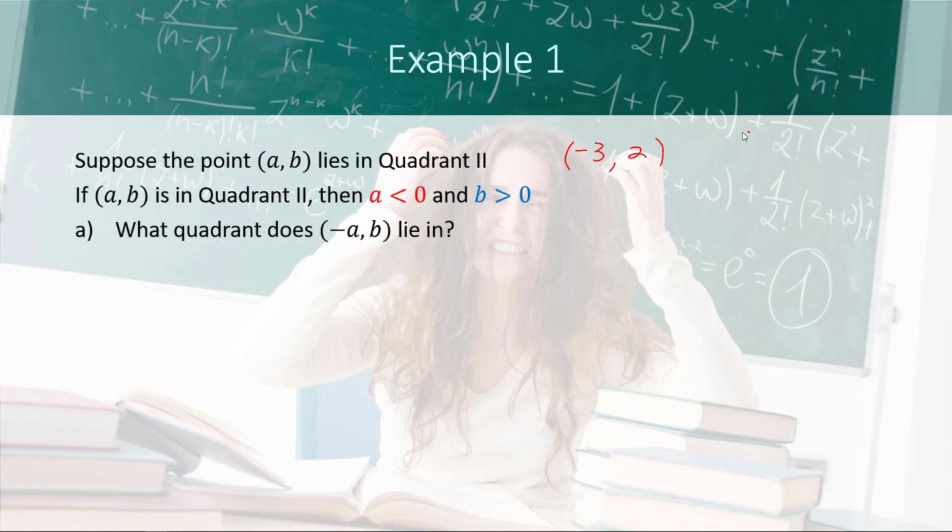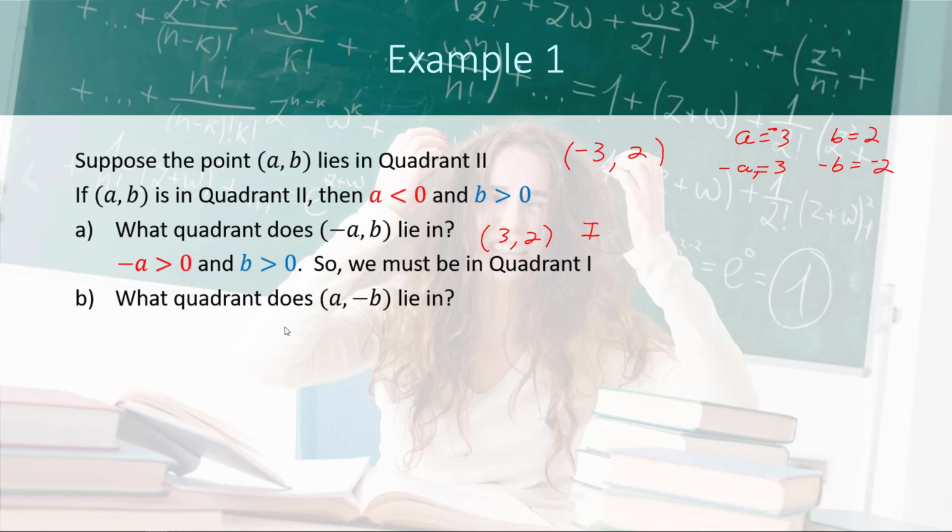Okay, so we have that a is equal to negative 3. Negative 3, that's kind of important. b is equal to 2. And if that's the case, then negative a is going to be equal to 3, and then negative b is going to be equal to negative 2. So if that's the case, then the coordinate (-a, b) is going to be the coordinate (3, 2). And what quadrant does that lie in? That would lie in quadrant 1.